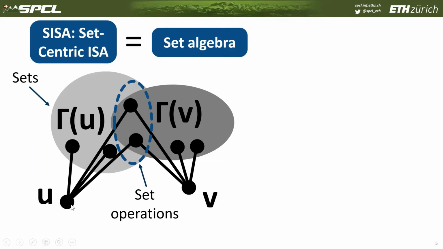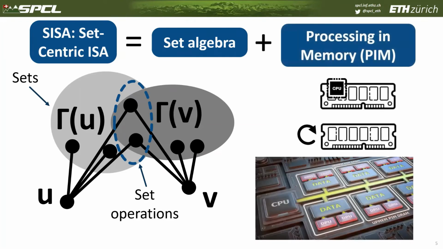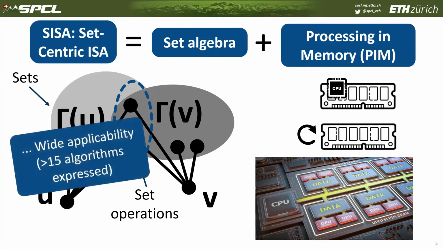So we can see two vertices U and V, and they have their neighborhoods, which we can treat as sets of these vertices. And also set operations such as set intersection that you can see here marked with this dashed line. But then the other part is to implement these set algebra building blocks with accelerators, with PIM architectures.